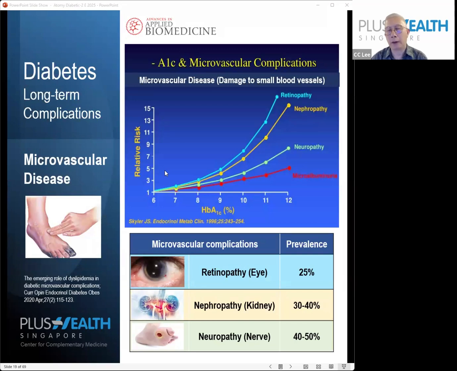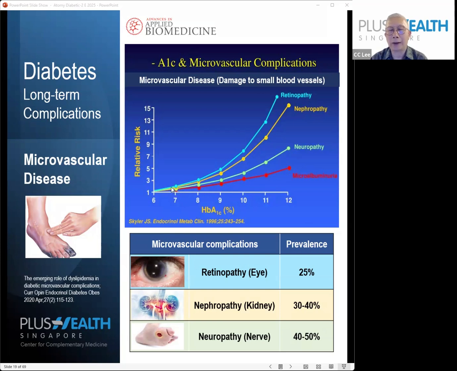Okay, let's look at what happens as the diabetic patient progresses further, getting worse. The complications of the small blood vessels become more evident. And what are the small blood vessel complications of diabetic patients? You can see from this chart, as your HbA1c progresses, right?